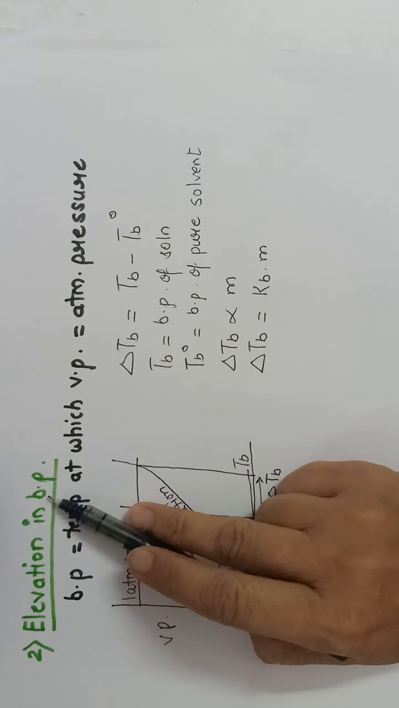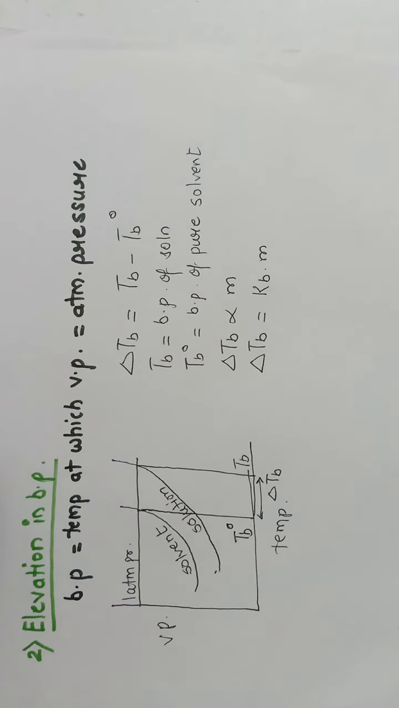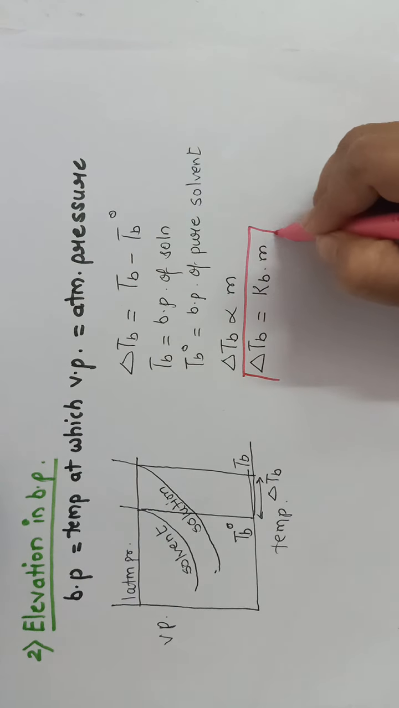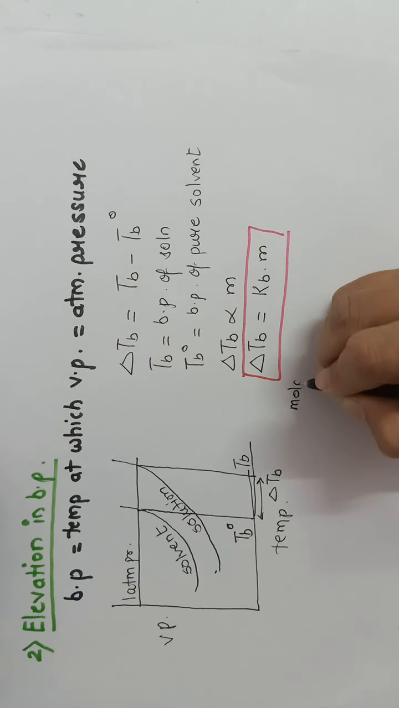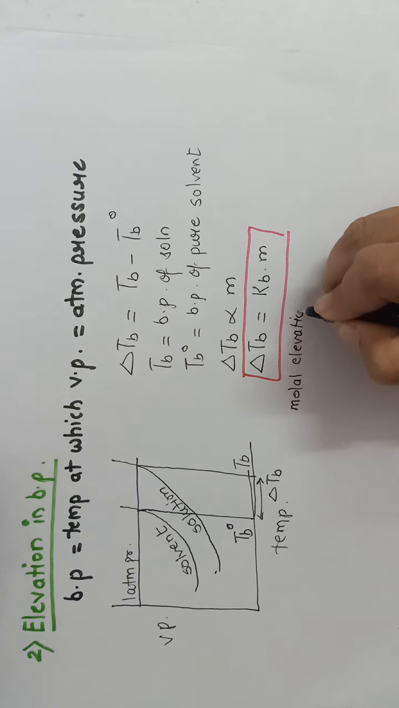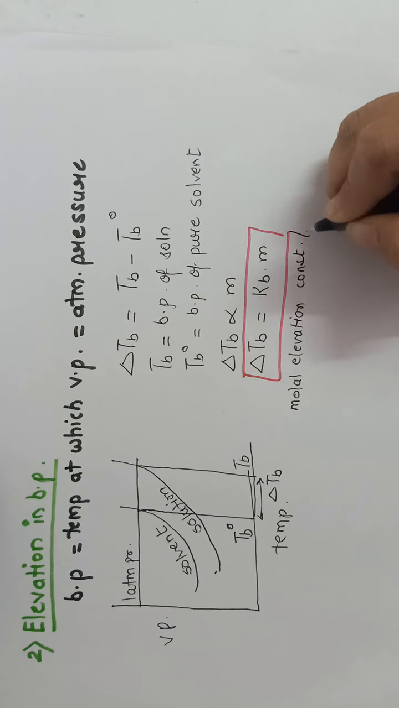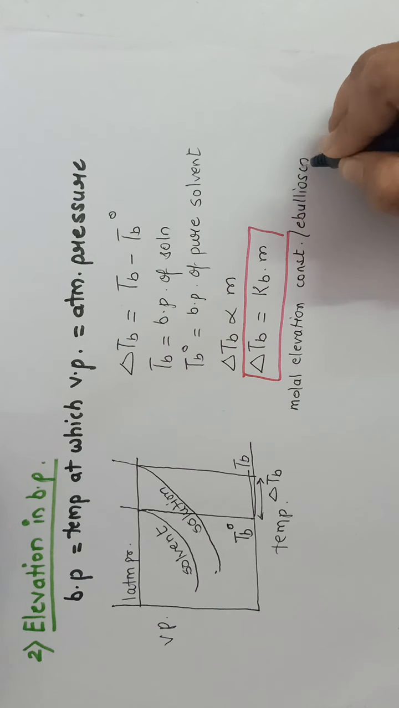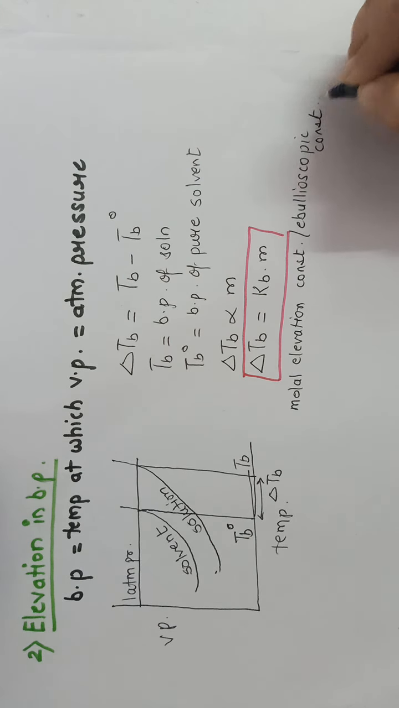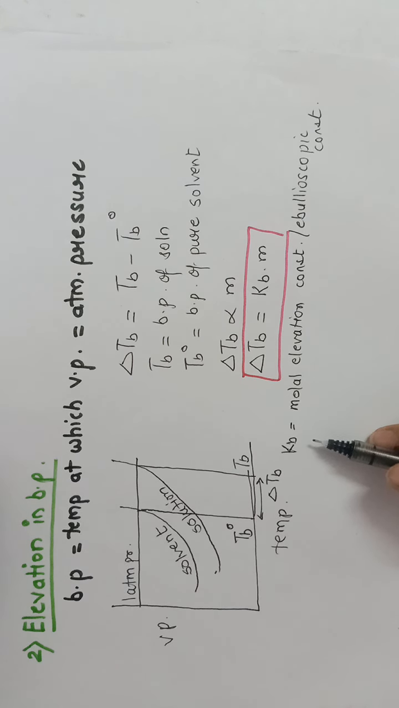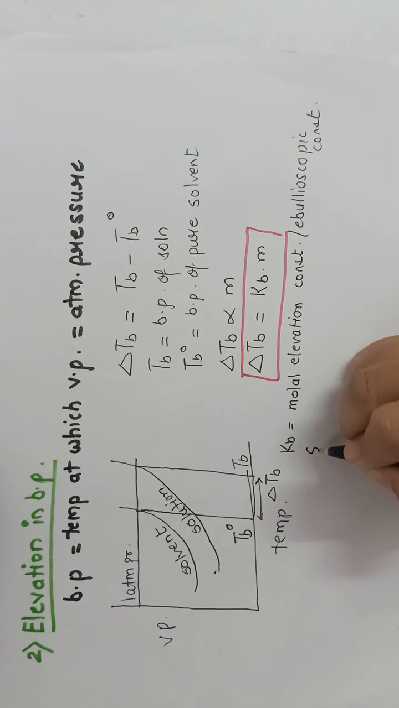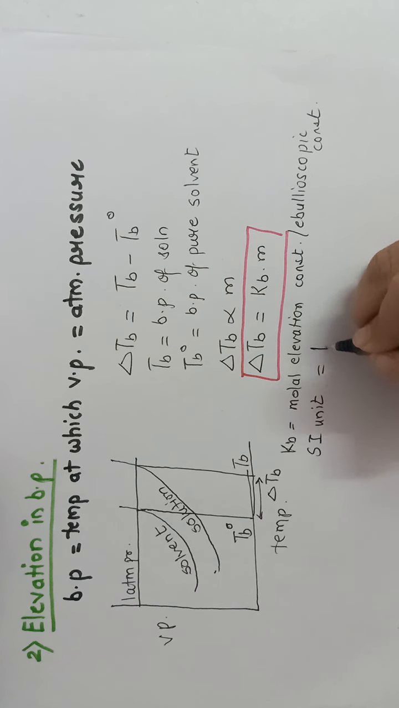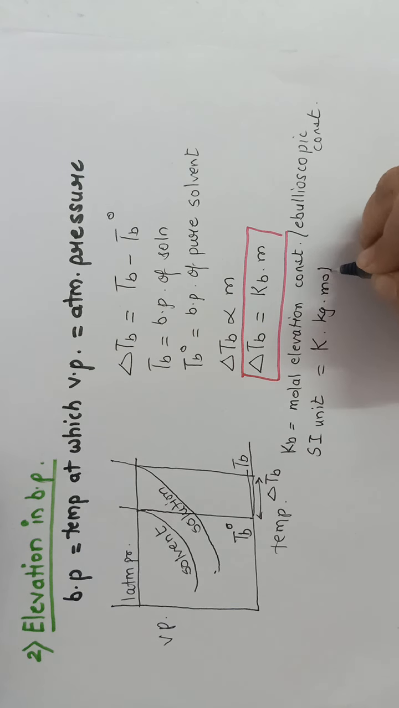Since we are discussing boiling point, we have taken it as Kb. Now, this is again a formula for which you will have a lot of numericals. ΔTb is elevation in boiling point. Kb is known as the molal elevation constant or ebullioscopic constant. It is different for different solvents. As the solvent changes, the value of Kb will also change. The SI unit of Kb is kelvin kilogram mole inverse.